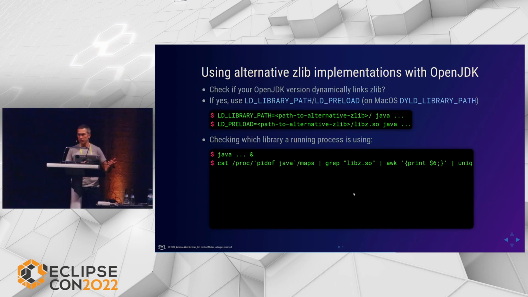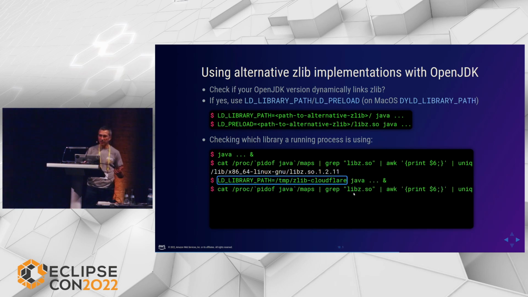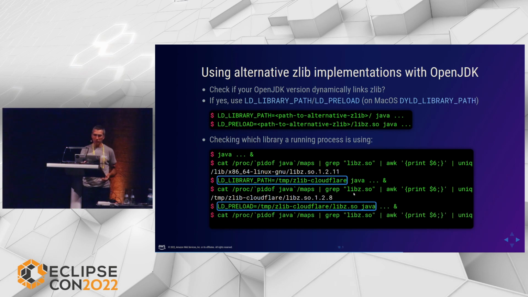Like the first slide I showed you is ldd, how you can check how it was built. By looking at the proc file system in the maps file, you can see that a vanilla Java process picks up the system zlib library. But if I start Java with LD_LIBRARY_PATH pointing to a directory where I've copied the Cloudflare version of zlib, and run the same command, you see that now it picks up this library from the temp directory. And that's it actually. LD_PRELOAD works the same way.